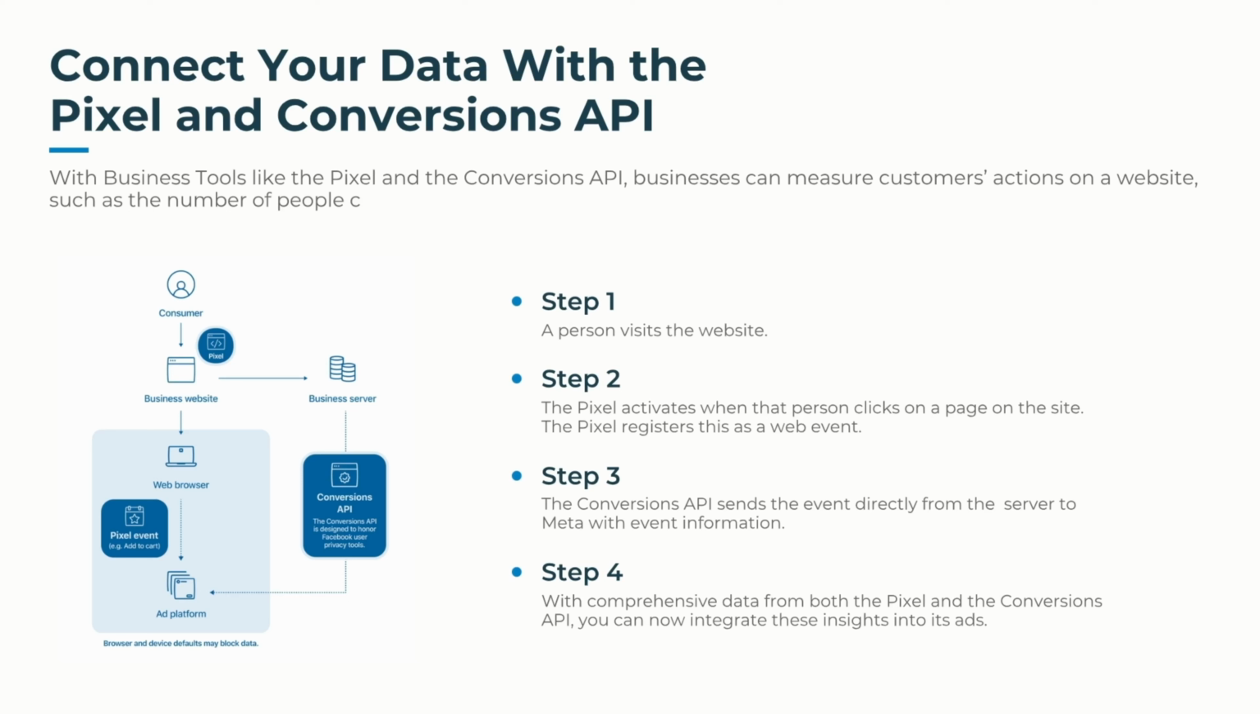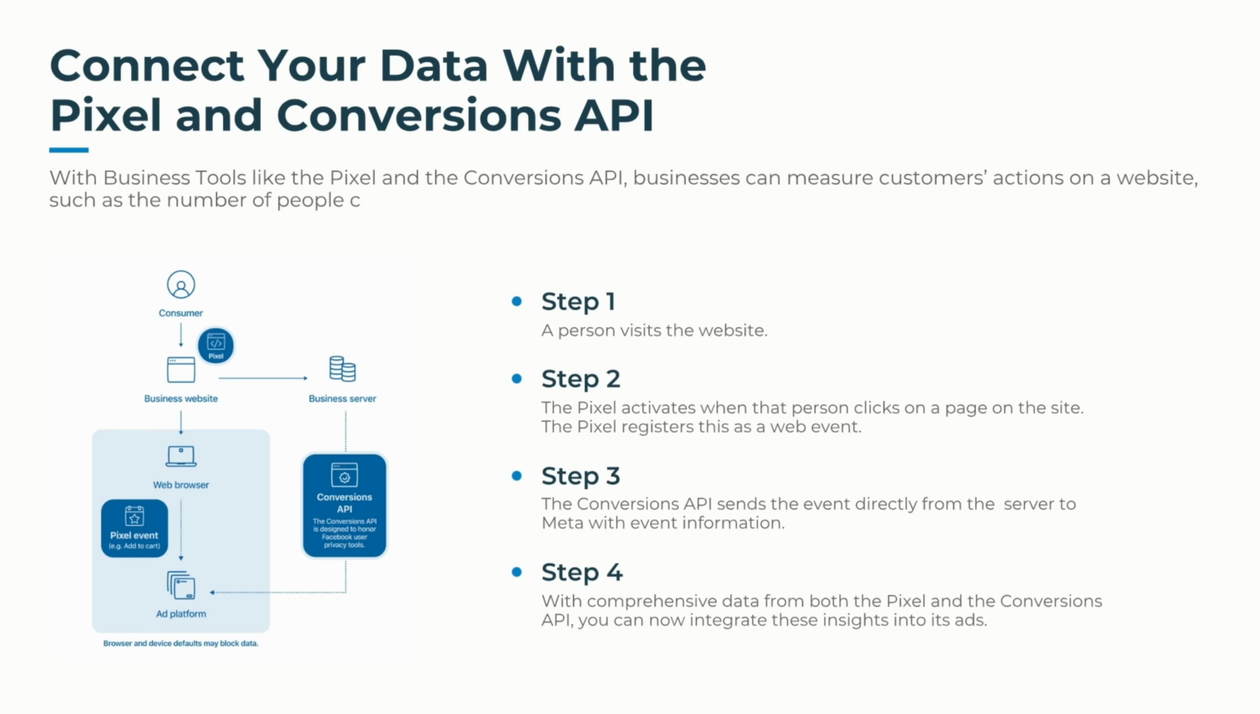So first, the person visits your website, then the Pixel activates where the person clicks on a page on a site, and the Pixel registers this as a web event. And then the Conversions API sends that event directly from server to Meta with the event information. So with comprehensive data from both the Pixel and Conversions API, you can now integrate these insights into the ads.